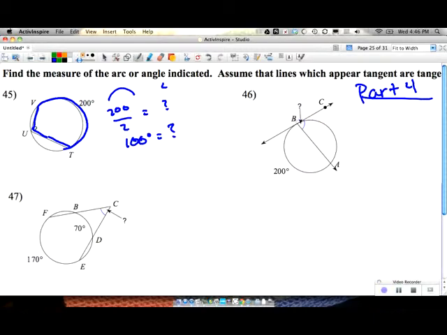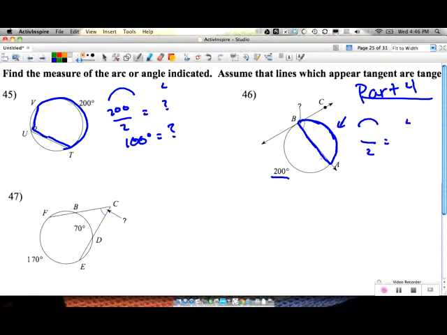Okay, for this next one, number 46, it's actually very similar. We just have an arc that's practically touching the angle as well. So it's this arc and this angle here. So again, we're going to have the arc divided by 2 equals the angle. The only problem, we don't know what that arc is. This arc right here, it doesn't give it to us.